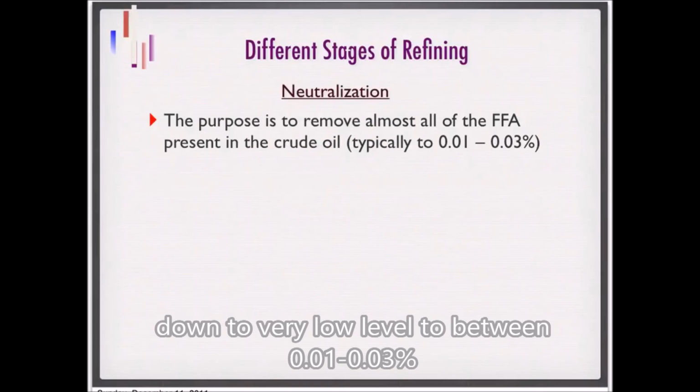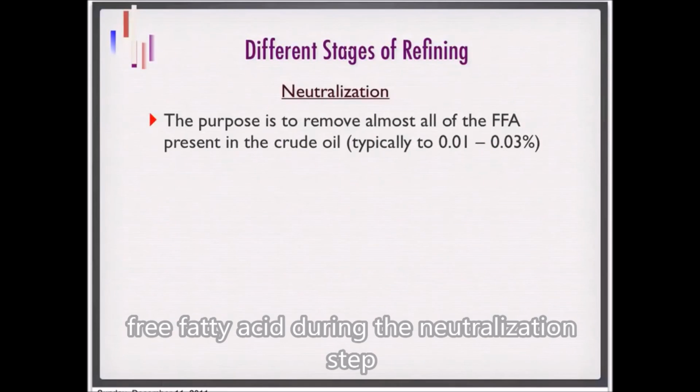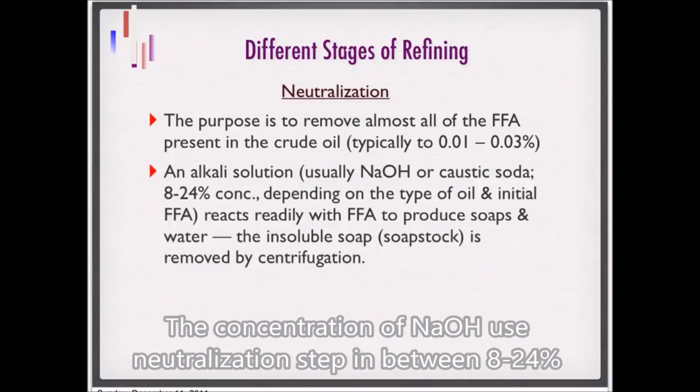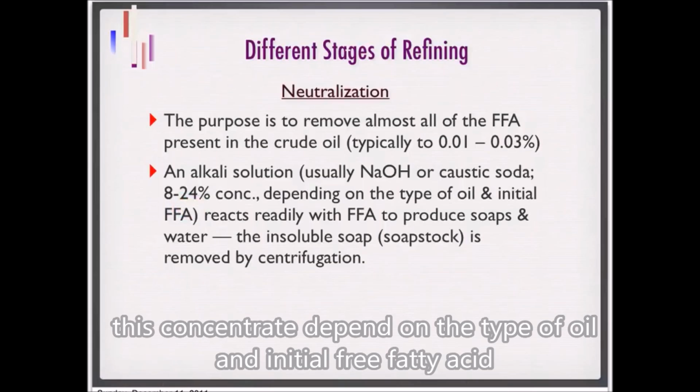typically between 0.01 to 0.03%. Usually in the crude oil, we have between 3 to 5%. So you can see there's a large reduction of free fatty acid during the neutralization step. The concentration of sodium hydroxide used in the neutralization step is between 8 to 24%. This concentration will depend on the type of oil and also the initial amount of free fatty acid.